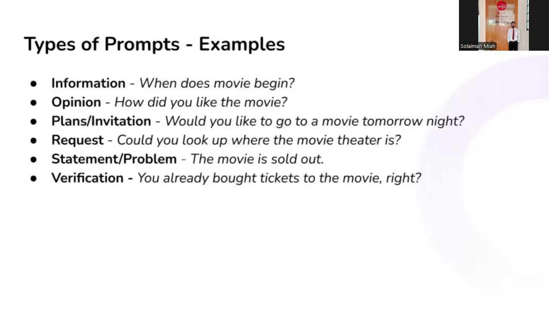The first asks for information about when a movie begins. So the correct answer to that question should either be a time or a statement saying that you don't know when the movie begins, or something like that. The next example here asks for an opinion, so the answer needs to have that opinion. Each of these expects a different kind of response, even if some of the vocabulary is similar.